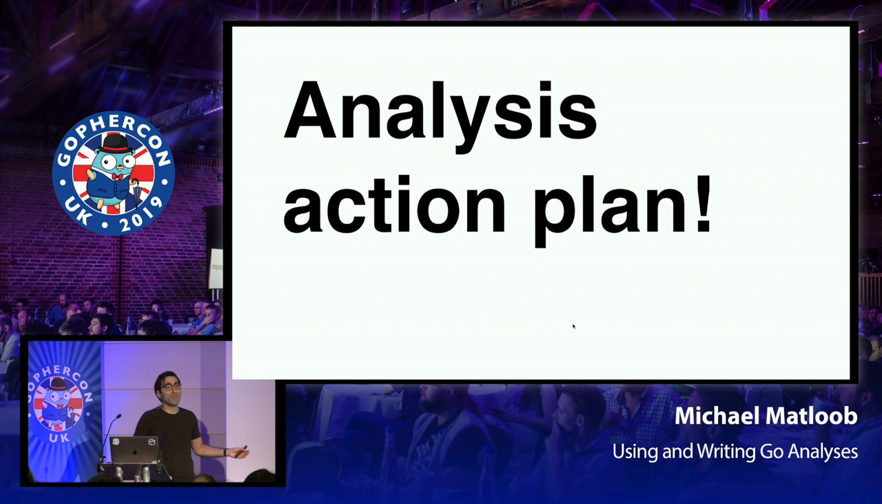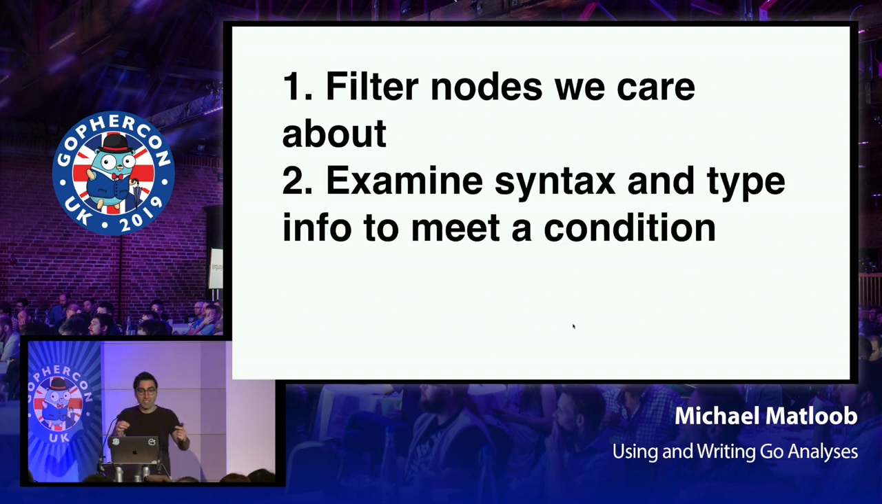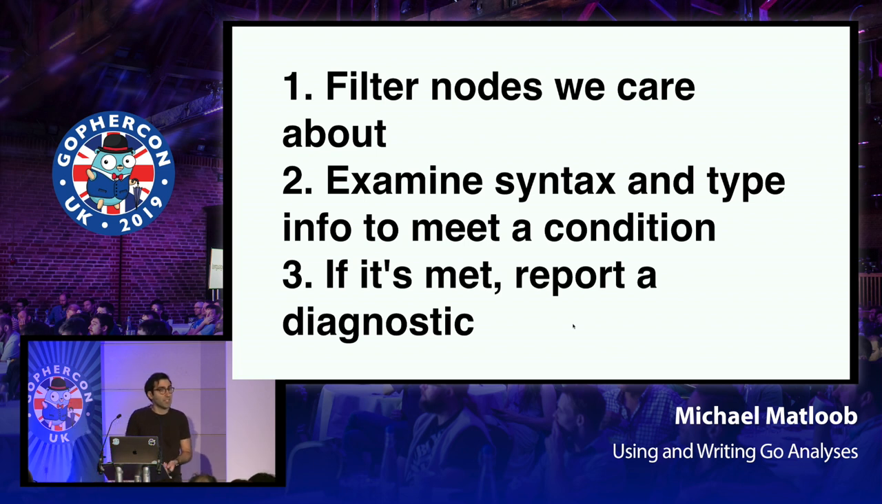That's it. We wrote the analysis that you saw earlier. That's all the code for it. Let's look at the analysis action plan, the three steps that we took to write this analysis. Step one, we filtered the nodes that we cared about. We cared about function calls to comp equals. Then we examined the syntax and type information to meet a condition. We wanted to see that the argument types weren't the same, and if so, we would report a diagnostic to the user, which is the third step. So following these three steps, we can write most of the analyses that we would want with the analysis framework. The nodes and the conditions that you meet might be different, but this is a general flow.